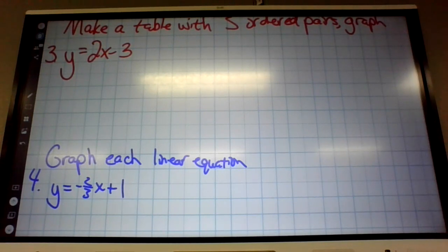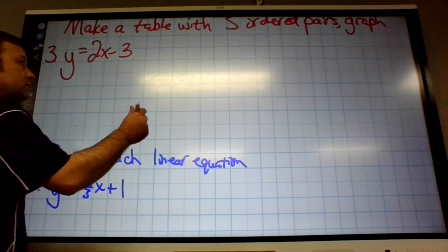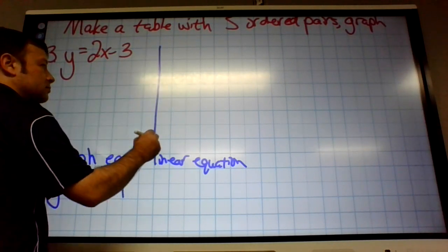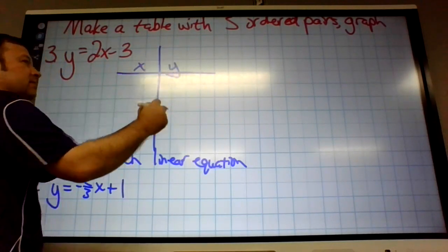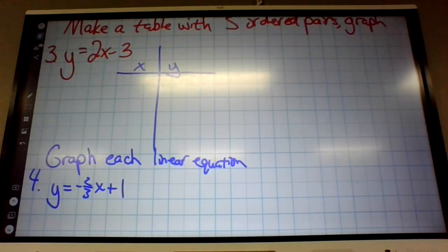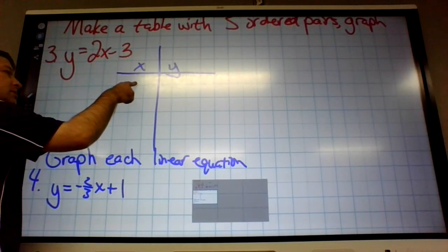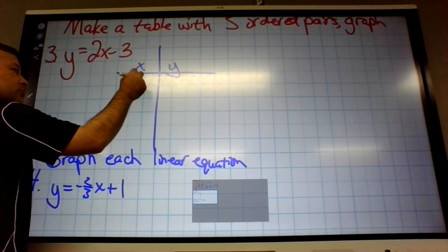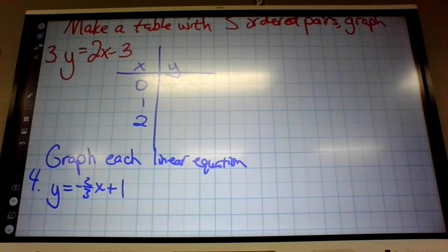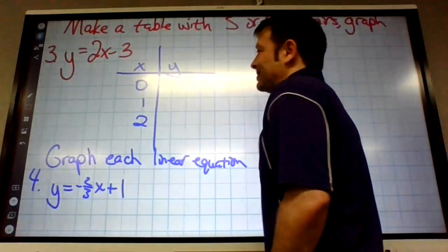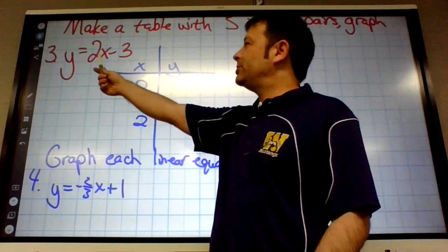It's an equation that makes a line when you graph it. That's what we did this whole chapter. Luke, remember how we made these tables? You made up your own x values. So what x values should we use? You could use 1, 2, 3. Zero is usually pretty easy. 0, 1, 2, whatever. Okay, if x is 0, what is y going to be?